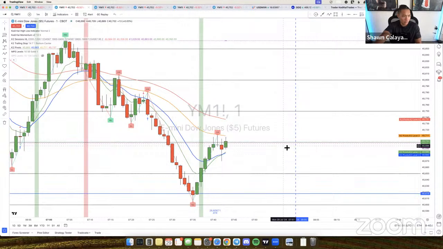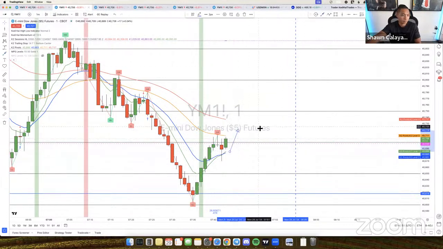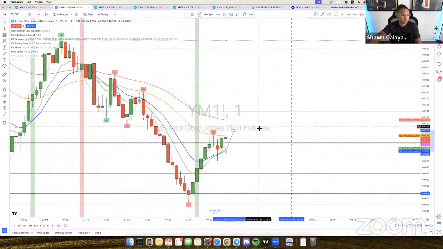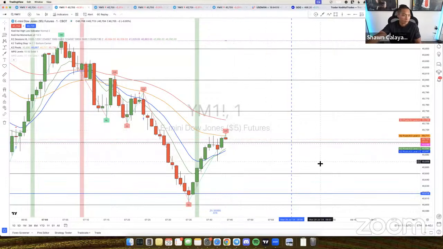So I'm looking at the level 2 right now. Looks like we're starting to get a bunch of buy orders over here as price continues to climb up. Yeah, so I think price will probably push up a little higher from where it's currently at. There's a lot of sell orders sitting around, but they're not necessarily like super heavy.